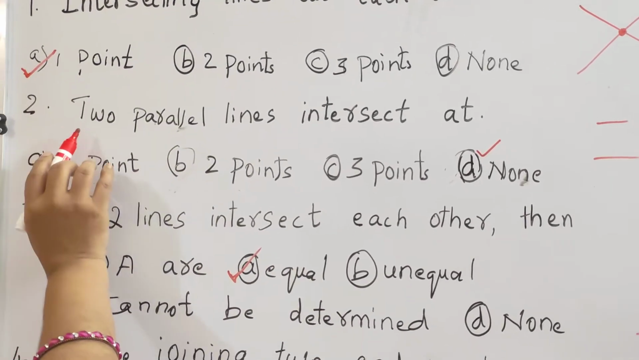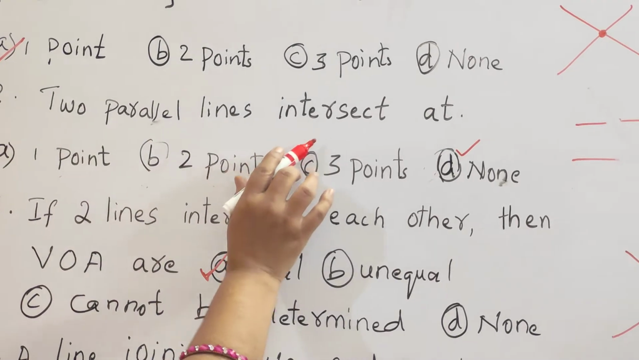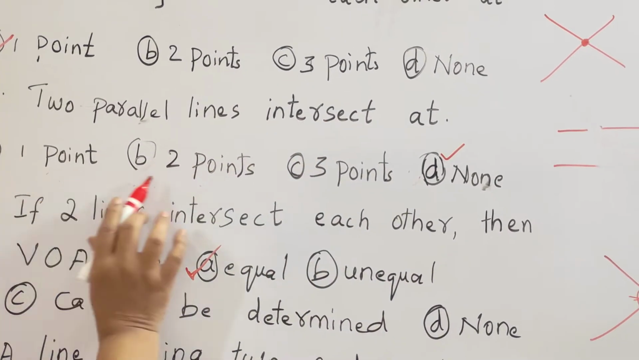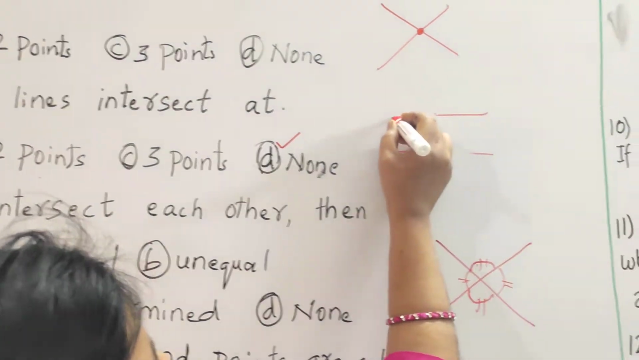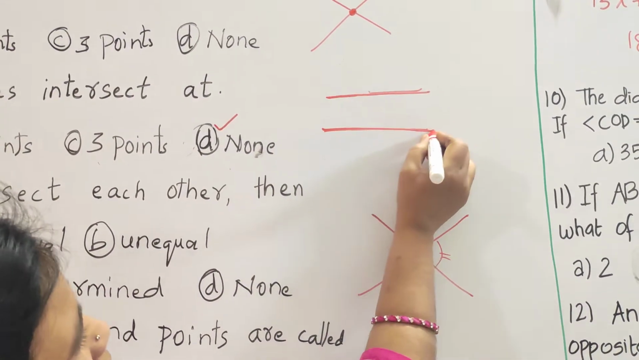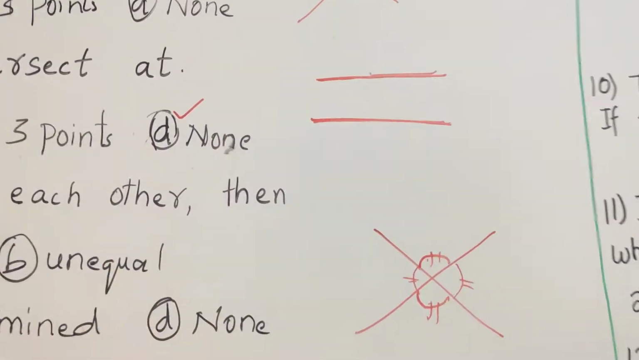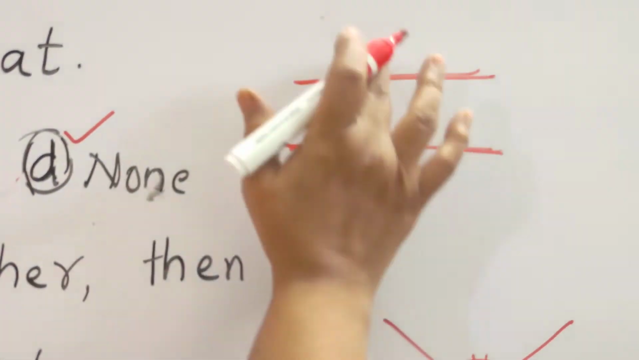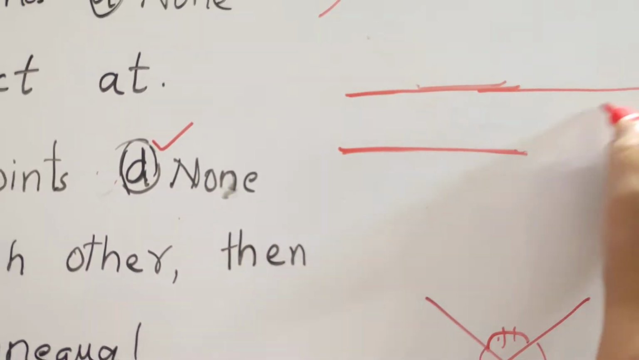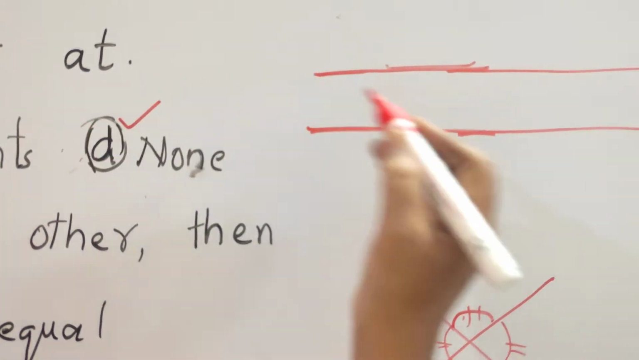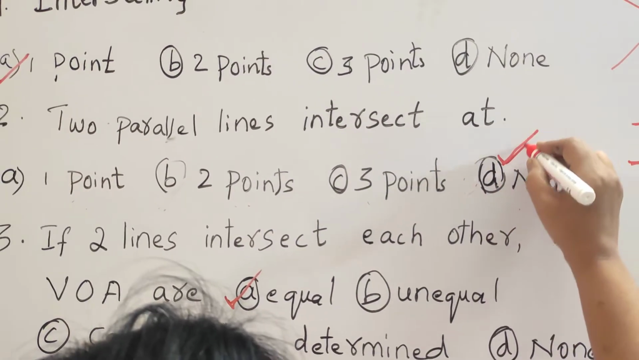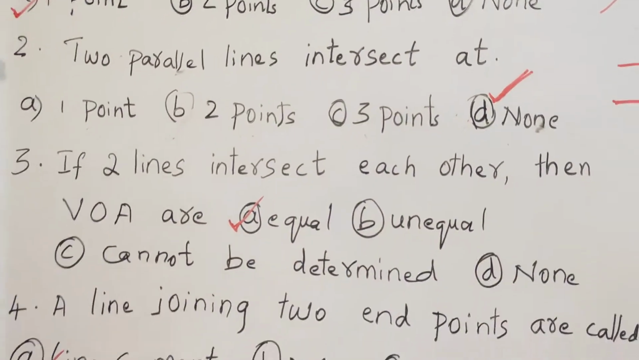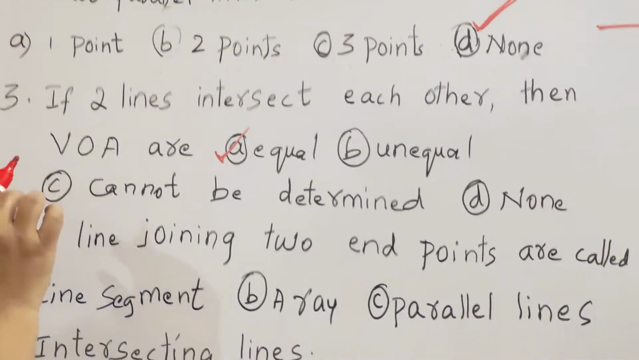The question 2 is, two parallel lines intersect at 1 point, 2 points, 3 points, none. See, these are two parallel lines. According to the question, we will draw the picture. Are they intersecting anywhere? Do they meet anywhere? No, they never meet. Until you extend infinitely both the sides, they never meet. Therefore, they do not intersect at any point, so it is none. Okay?